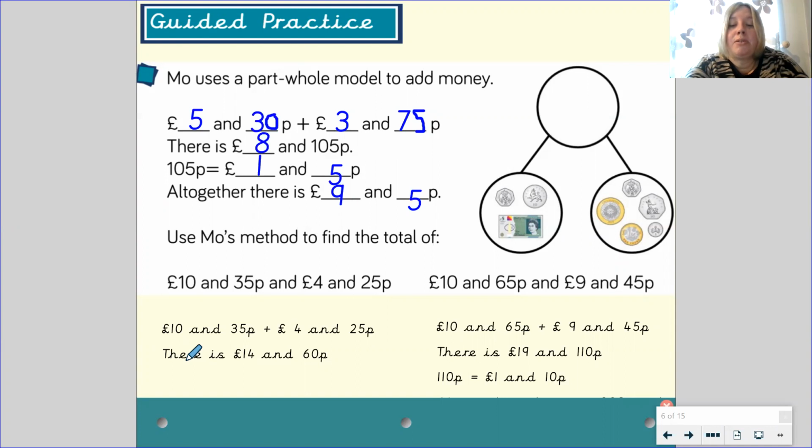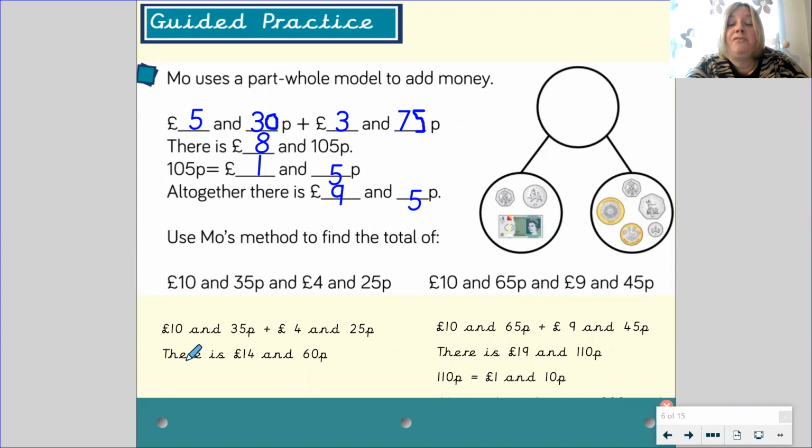Let's have a look at the next question. £10 and 65p add £9 and 45p. So remember, the first thing we do is add our pounds together. £10 and £9 is £19. Then I add my pence together.